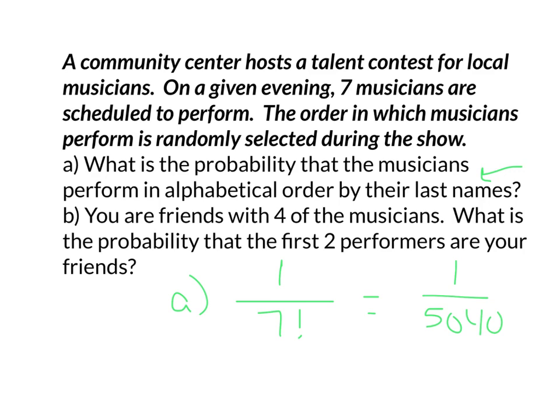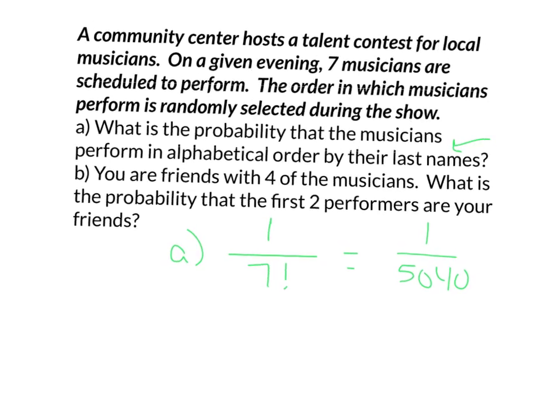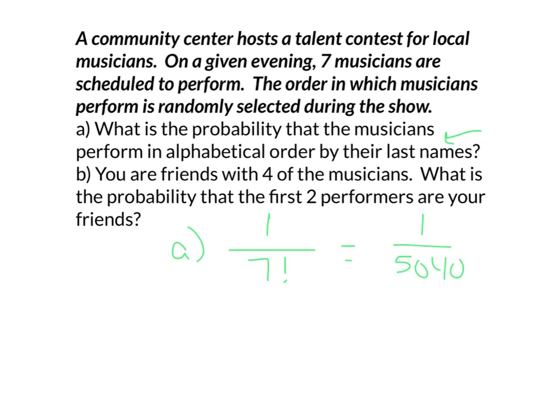Let's look at part B now. Part B says you are friends with 4 of the musicians. What is the probability that the first 2 performers are your friends? Okay, so that turns it all of a sudden into a combination problem because we're not talking about how many different orders there are. This is how many different combinations of ways that you can pick 2 out of 7 people. Okay, 7C2. 4 of them are your friends. This is how many ways you can pick 2 out of your 4 friends.